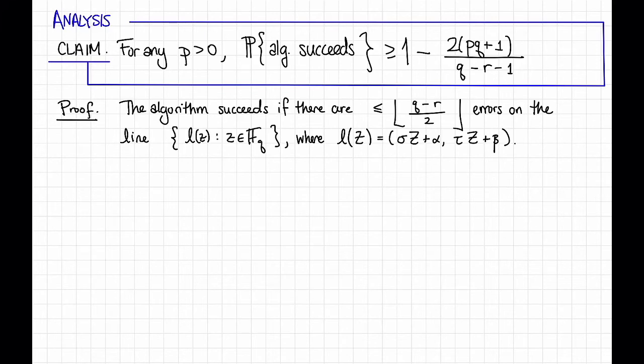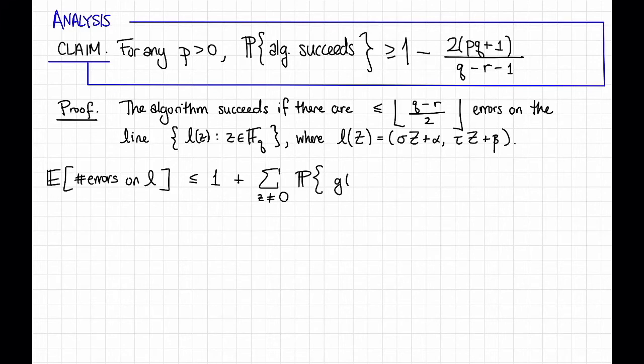So let's try to figure out the probability that this successful outcome occurs. First, let's compute the expected number of errors on a line. So in expectation, the number of errors on the line L is at most 1. That's the one that comes from the point (alpha, beta) itself, which the adversary might know to corrupt, plus the sum over all z not equal to 0 of the probability that g of L of z is not equal to f of L of z.